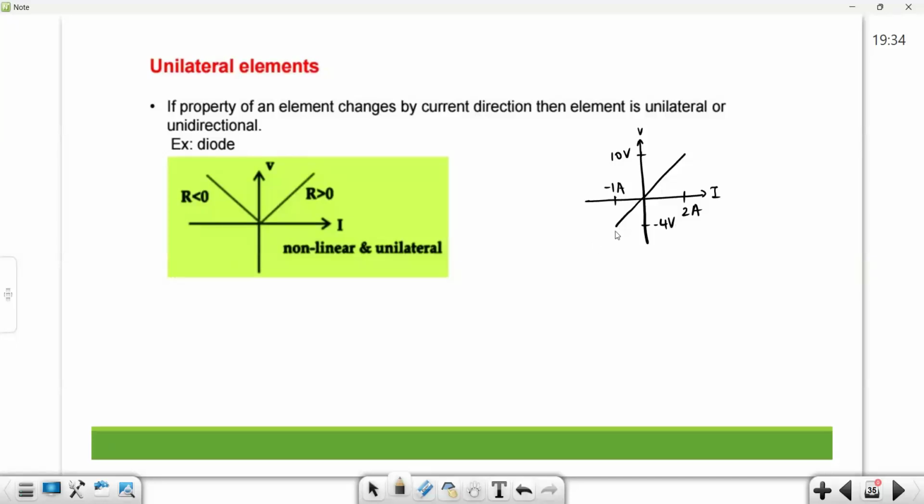It looks like a straight line, but if you see the characteristics and go with the slope, here the slope is V by I. V by I is 10 by 2, equal to 5. Here it is minus 4 by minus 1, equal to 4. Is it the same? The slope is not the same. That means it is a unilateral one. Don't tell directly by seeing that it is bilateral. Here, if values are given, go with that very carefully. This is the best one.